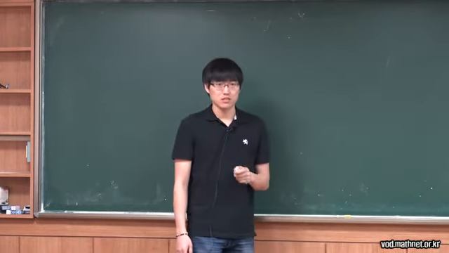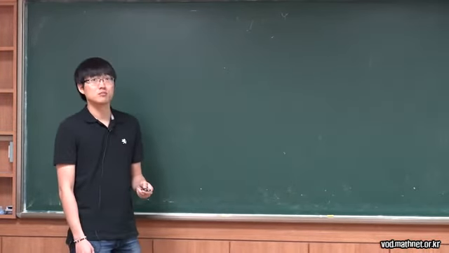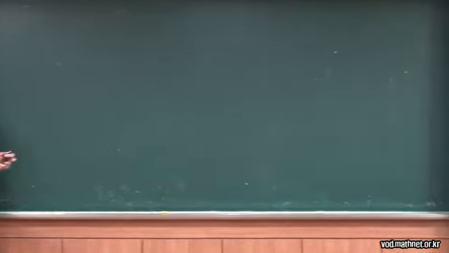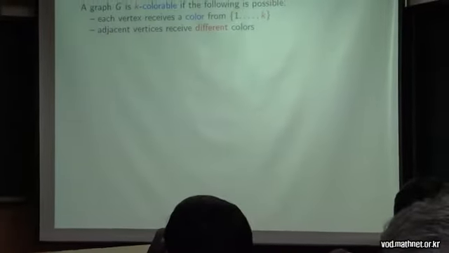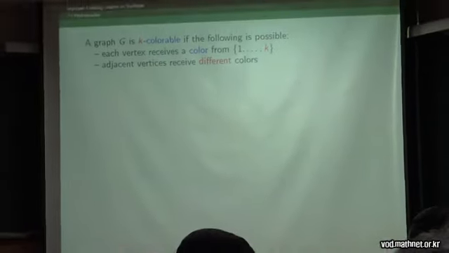First I'll start with preliminaries, some basics. A graph is k-colorable if we can do the following things. First, for each vertex you assign a color from 1 to k, and the second is, if you look at every edge, the colors on the two endpoints are different. So this is just proper coloring.